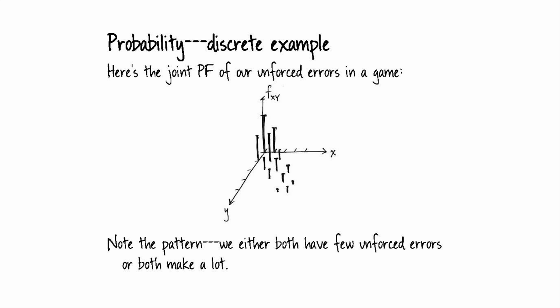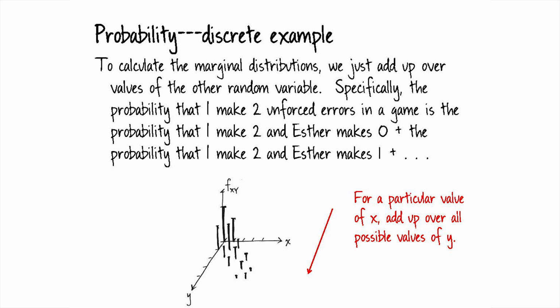Okay, so here's the graphical representation of exactly the joint PF I just showed you. I just sort of drew what it would look like graphically. And now let's calculate the marginal distributions for both x and y. Okay? So remember what we said a couple of slides ago. All we want to do is add up over values of the other random variable to get the value of the marginal distribution for a particular x or particular y.